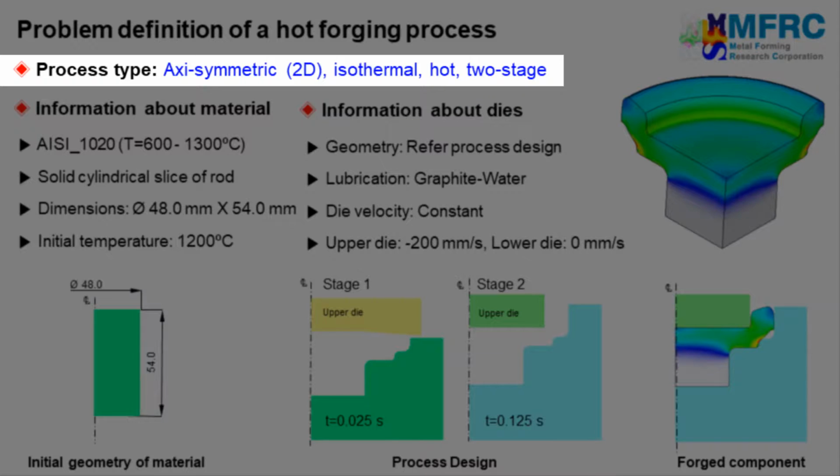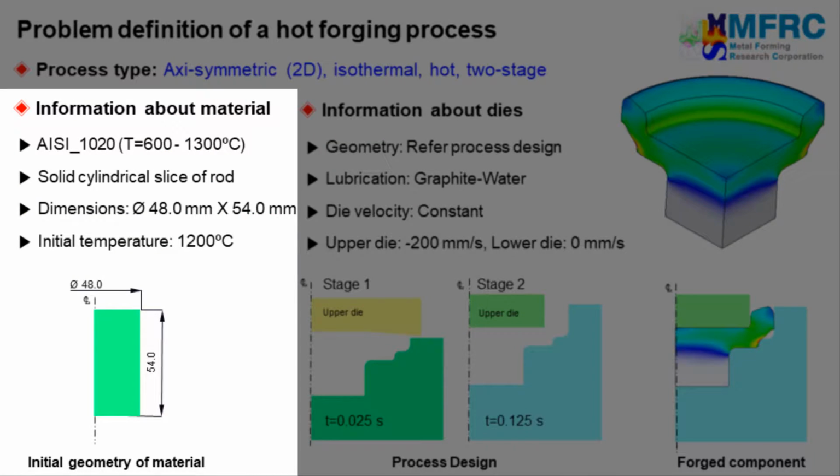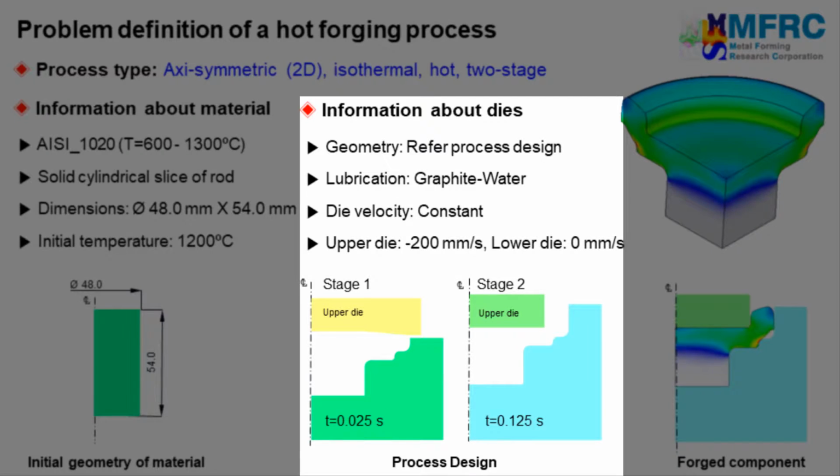The temperature change is neglected in this simulation. The information about the material is given on the left side. The dimensions of the workpiece are as shown in the figure on the left. The material of the workpiece is a steel grade and its initial temperature is equal to 1200 degrees Celsius. The final configurations of each stage of the dies are as shown in the picture.